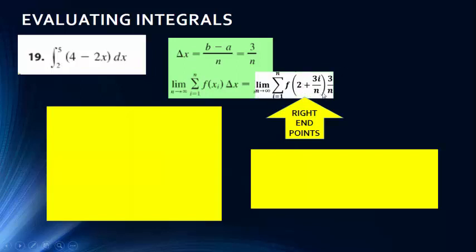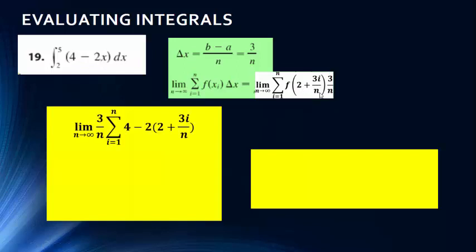This is really important, okay? We need to have this x value so that we can rewrite f of x into f of 2 plus 3i over n. x is now equal to 2 plus 3i over n, which means everywhere we have an x in this formula, we're going to substitute 2 plus 3i over n. All right? So notice here we get the limit.